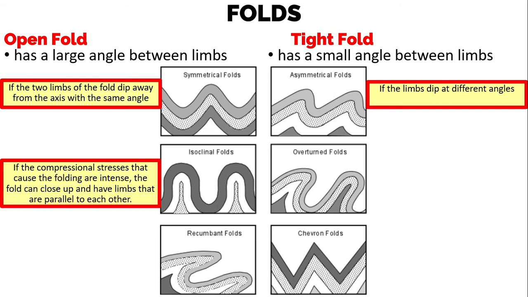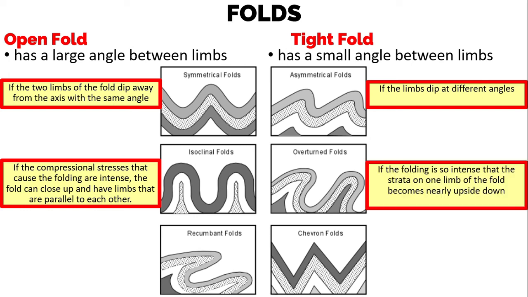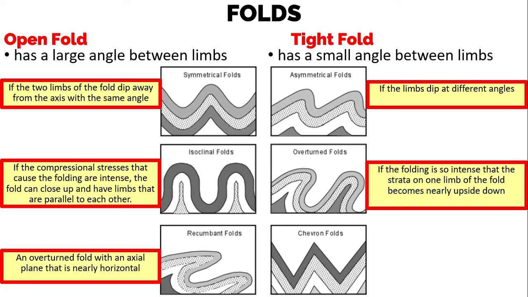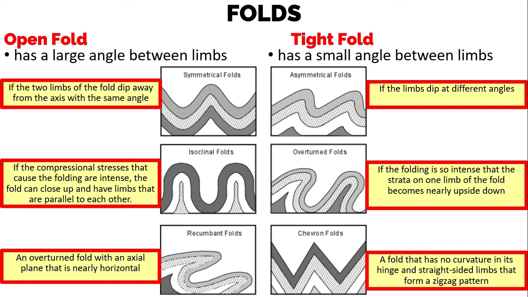Isoclinal folds occur if the compressional stresses that cause the folding are intense. Okay? Now, it's an overturned fold if the folding is so intense that the strata on one limb of the fold becomes nearly upside down. We will have a recumbent fold if an overturned fold has an axial plane that is nearly horizontal. It will be called a chevron fold if this is a fold that has no curvature in its hinge and straight-sided limbs that form a zigzag pattern.